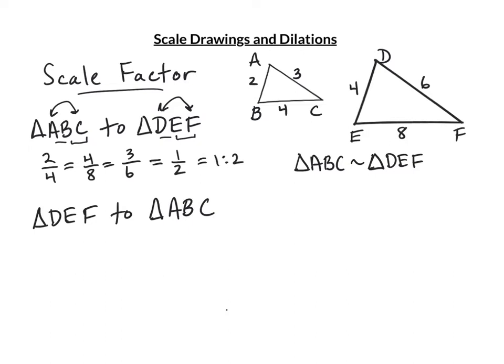But I could request that scale factor the other way too, and it would be just as correct. It would be these exact same ratios, just turned around. 4 to 2, 8 to 4, and 6 to 3. Grab any two corresponding sides, make those ratios. That would be 2 to 1 or 2:1, as long as you put the corresponding sides in the correct order.